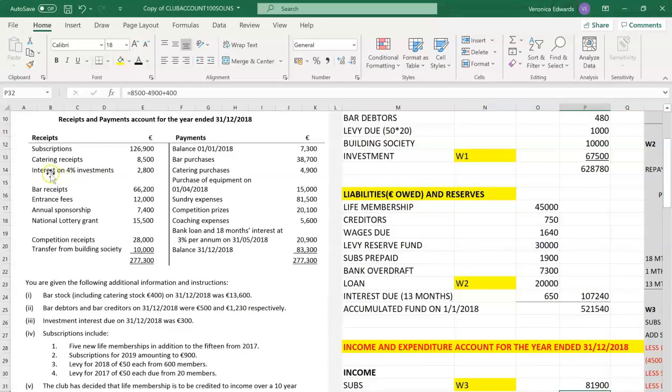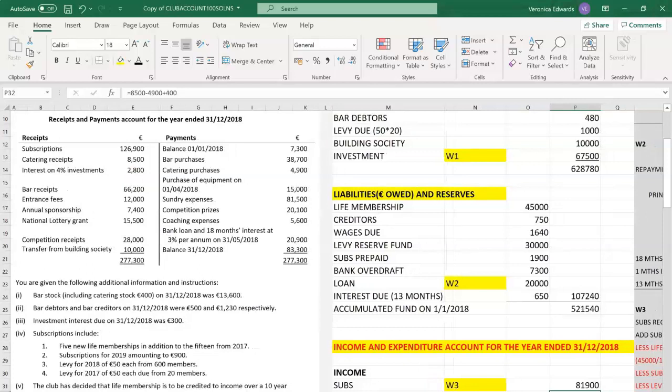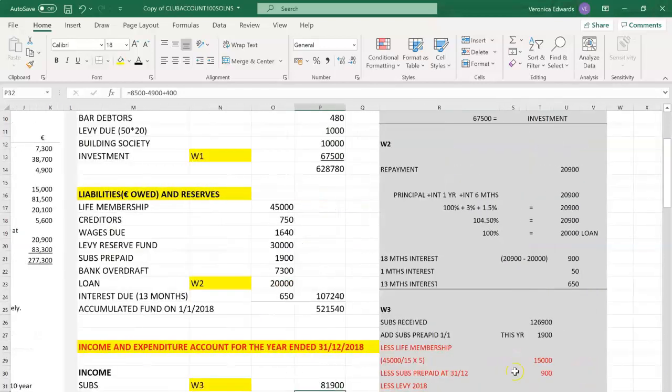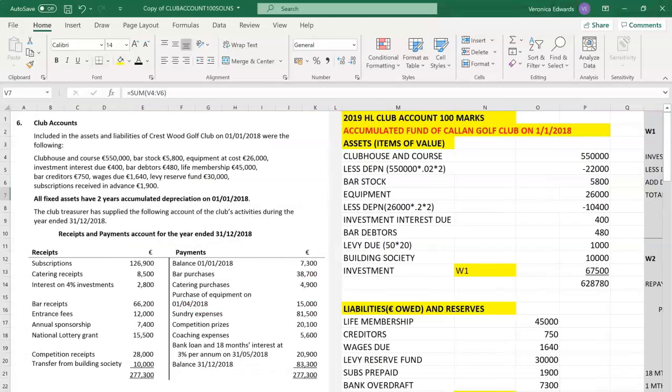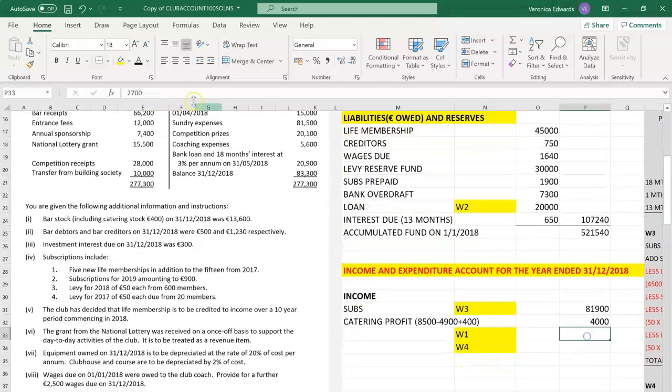So let's have a look at the next item. Interest on 4% investments. Now we've already prepared an investment interest working over here on the right hand side. Our aim now, remember, is to figure out what the investment income is for 2018. So if we have a look over here at our earlier working, we should be able to identify what that figure is. So remember here we figured out that the total interest for 2018 is actually 2,700, and we spoke about that previously. Okay, so now we just slot that figure in. So that's the total investment interest for 2018.